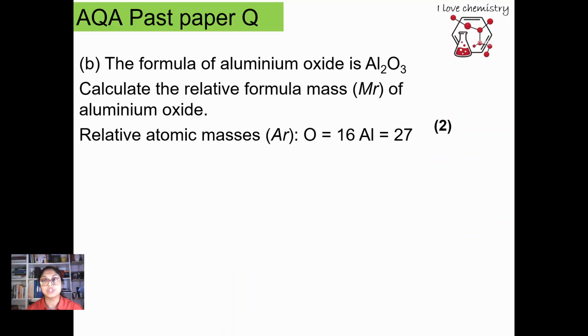Second part of the question is: the formula of aluminium oxide is Al2O3. Calculate the relative formula mass of aluminium oxide. They have given you the relative atomic mass for oxygen and aluminium. So this part of this question has got 2 marks, 1 mark for showing how it works.